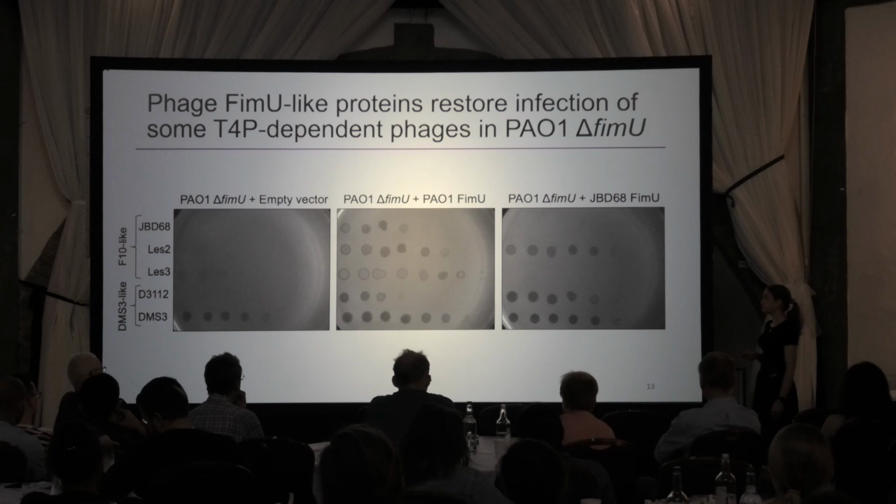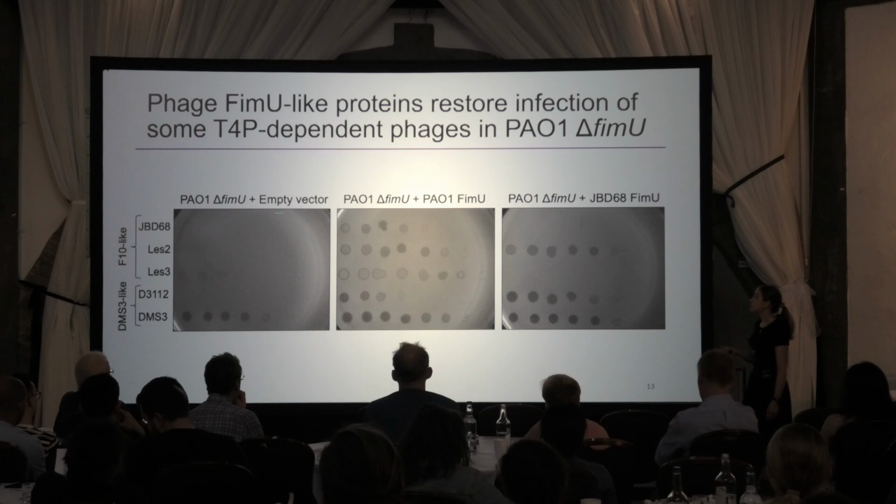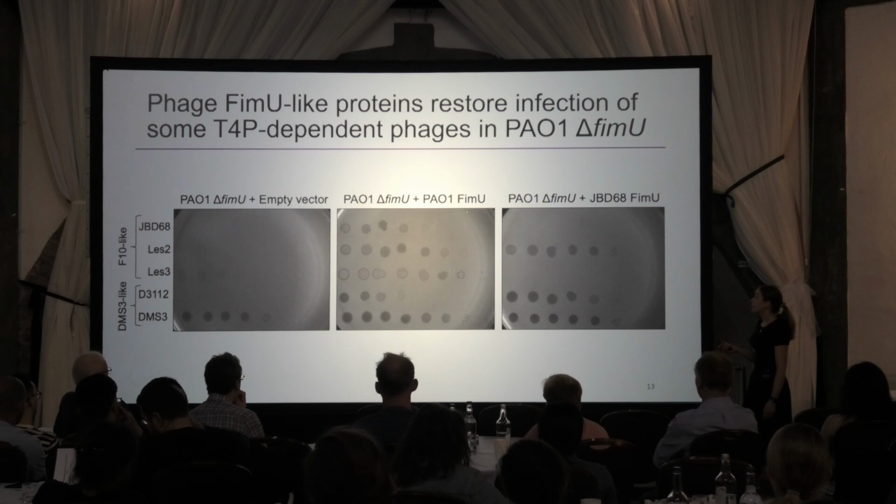And that's actually exactly what we saw. Again, I'm just showing you the same assays, but this time in a PAO1 FIMU knockout. So this is PAO1 FIMU knockout with empty vector, the wild-type bacterial complement, and again, I'm just showing you the phage FIMU-like protein from JBD68 as an example.